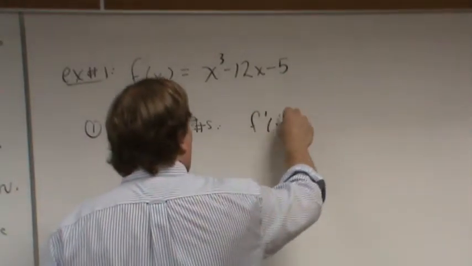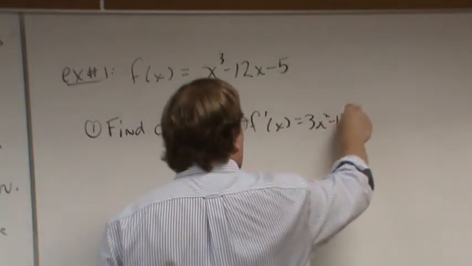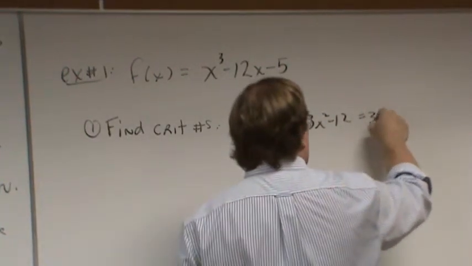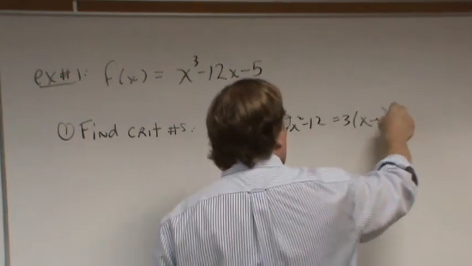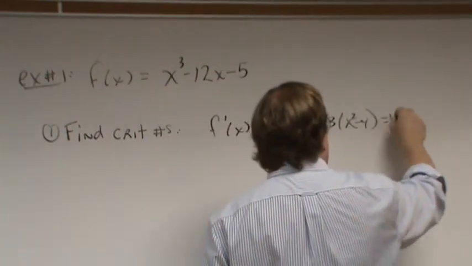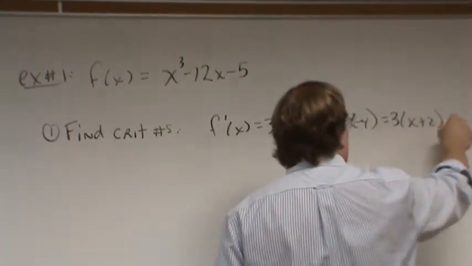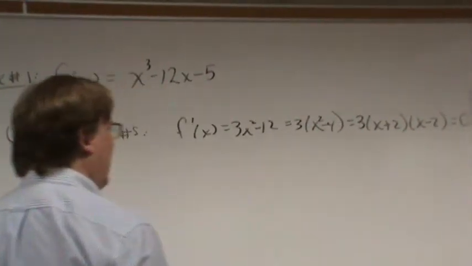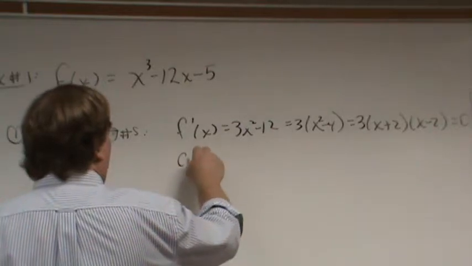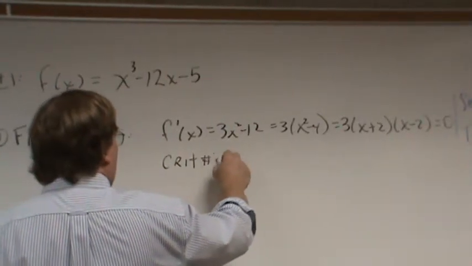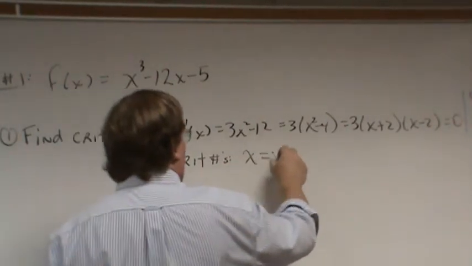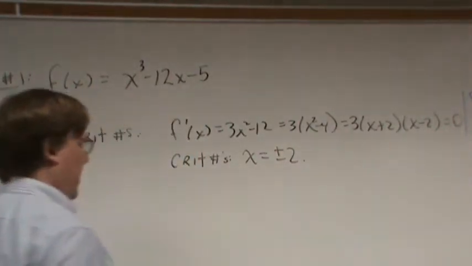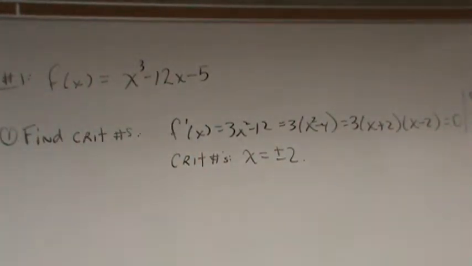I got f prime of x equaling 3x squared minus 12, which equals 3 times x squared minus 4, which is 3 times x plus 2 times x minus 2. So I set that equal to 0. And I find I have critical numbers at x equals plus or minus 2. You guys okay with that? So far, so good. Okay, next step.